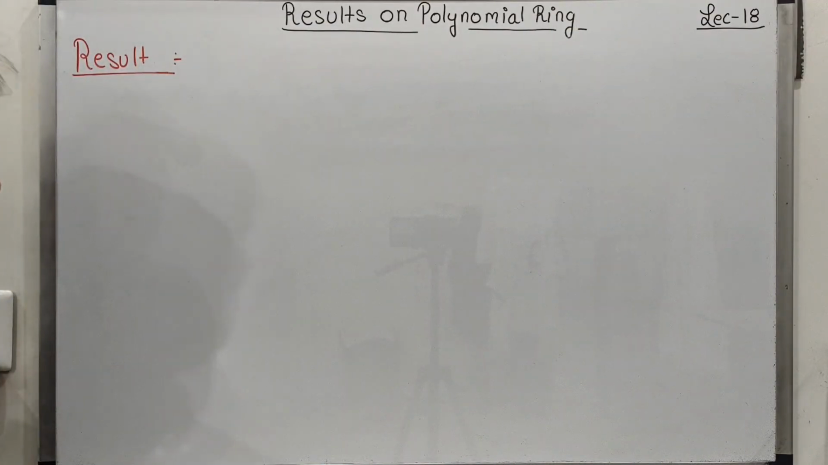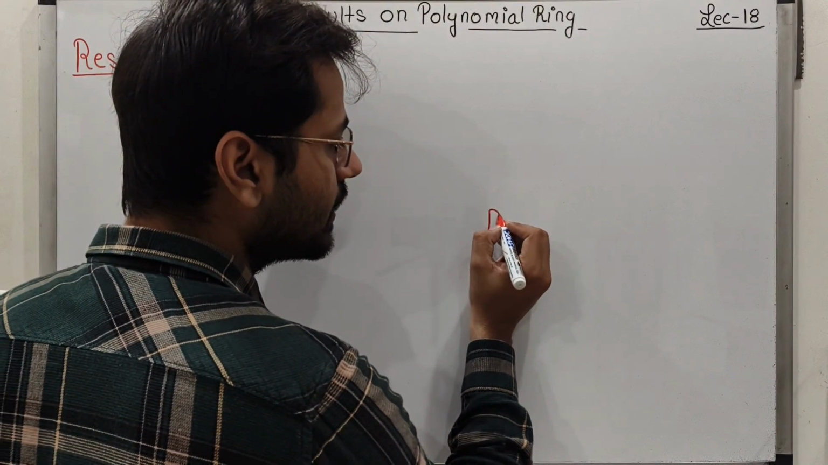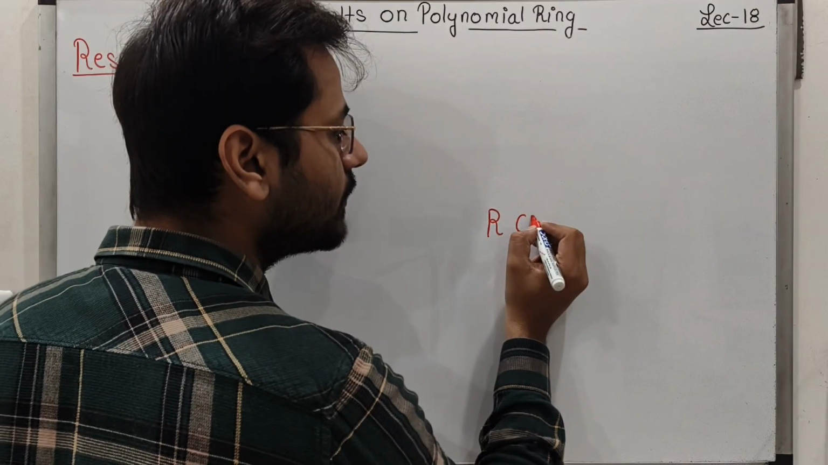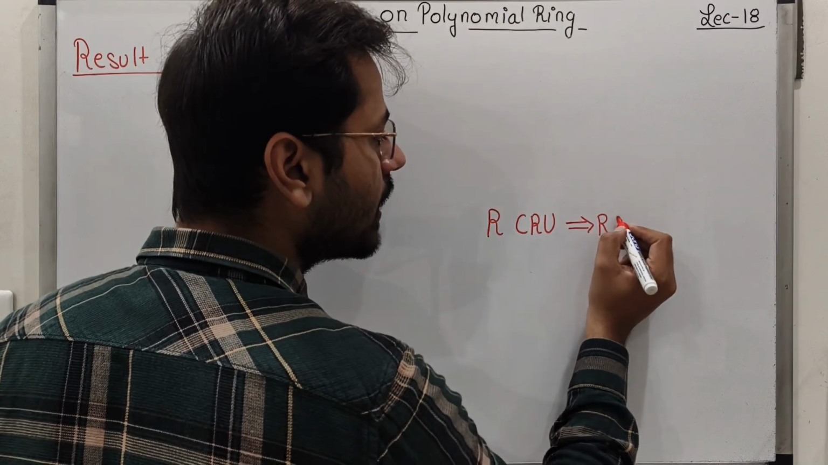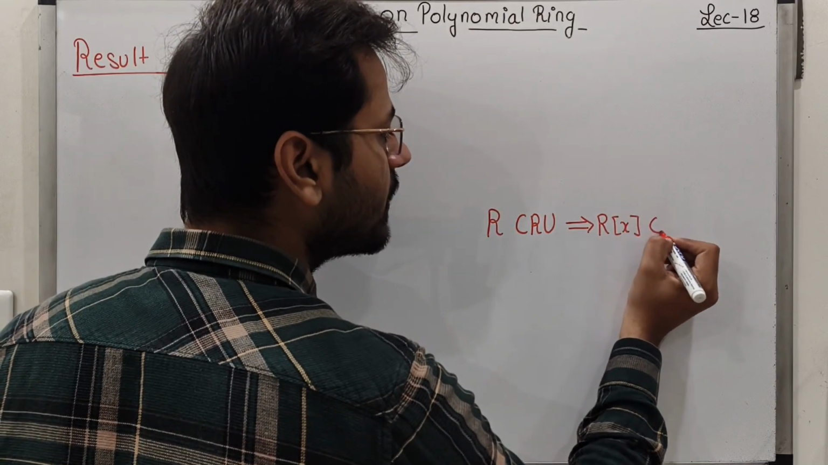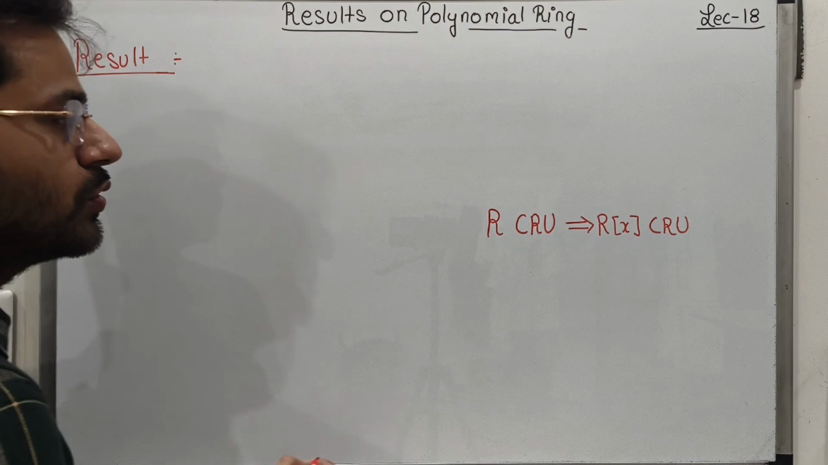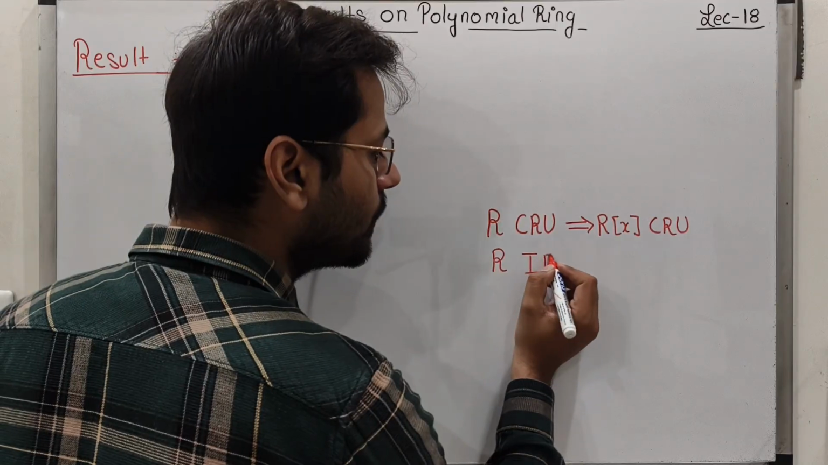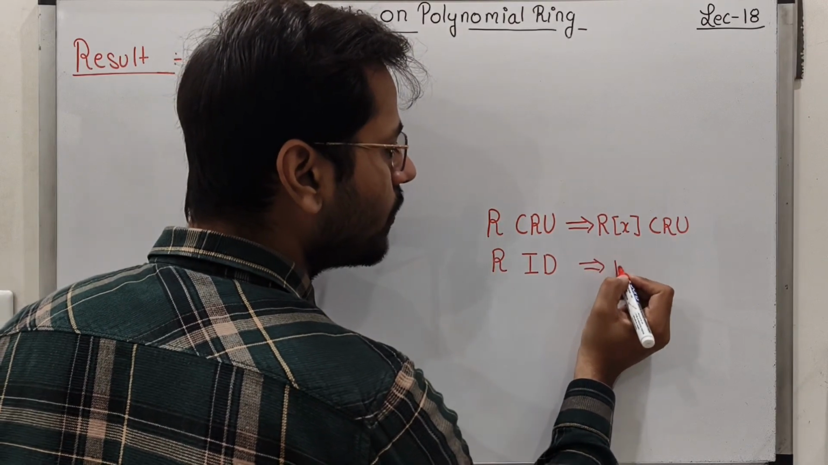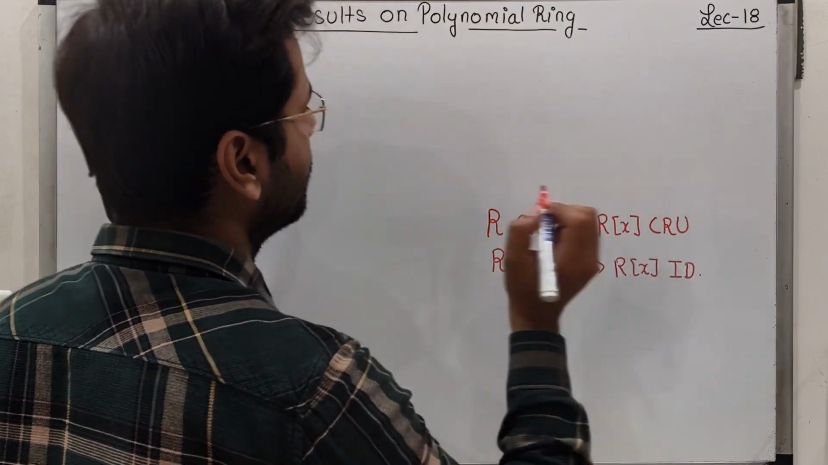Before that, we have discussed two results related to polynomial ring, in which result 1 states that if R is a commutative ring with unity, then the polynomial ring R[x] will also be a commutative ring with unity. In result number 2, we have learned that if R is an integral domain, then the polynomial ring R[x] will also be an integral domain.